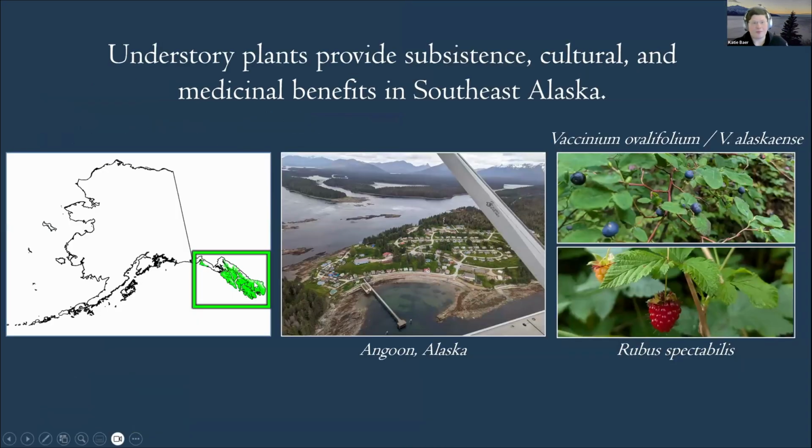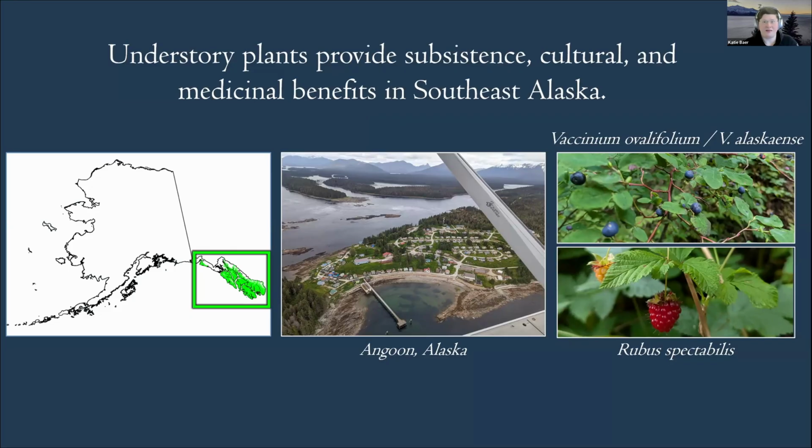So just to orient us to where we're talking about when we talk about Southeast Alaska, that is the area shown here in this green box. And more specifically, today I'll be talking about forested areas within the Tongass National Forest. So those are the green areas inside of the green box. Within Southeast Alaska, most of the communities are pretty isolated, pretty difficult to access. They're not connected to a larger road system. So the only way in or out is by boat or by plane.